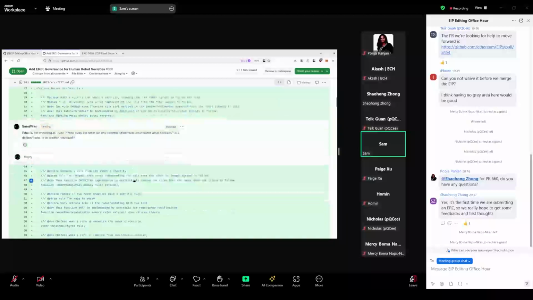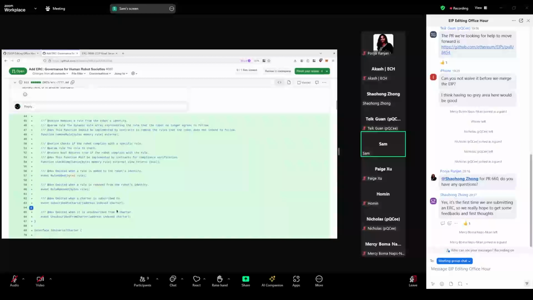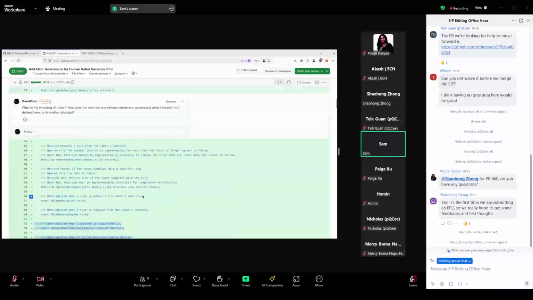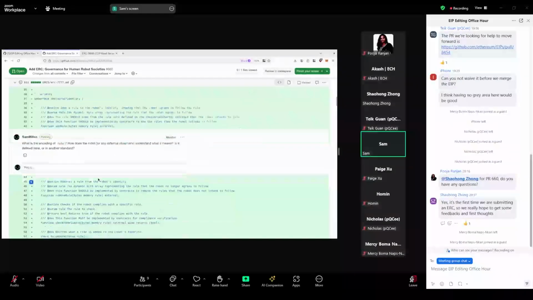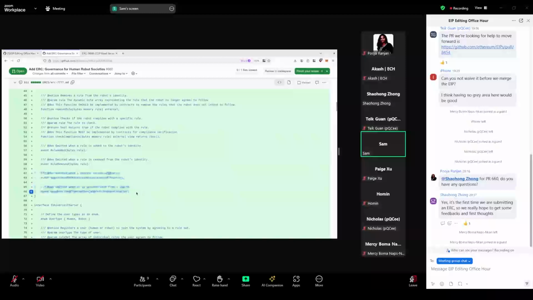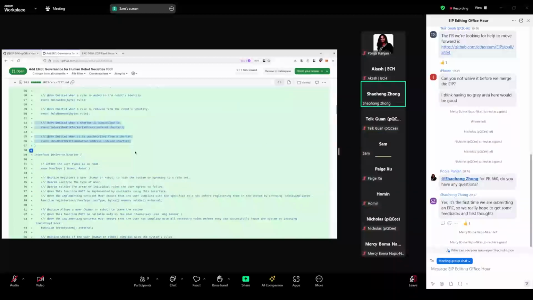Okay. Move rule. So dynamic byte array representing the rule. Checks the rule complies with the specific rule. The function must be implemented. Yep. Compliance verification. Okay. When the charter is subscribed to, and unsubscribed from charter. Okay, so these events, it's not defined what generates these events, it's just when a charter is subscribed to, you must emit the event. Right. Okay, that makes sense.